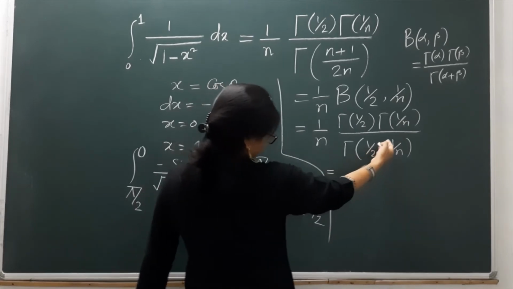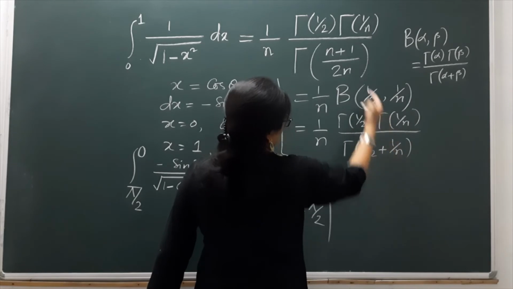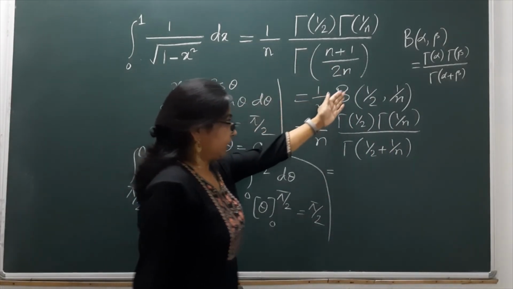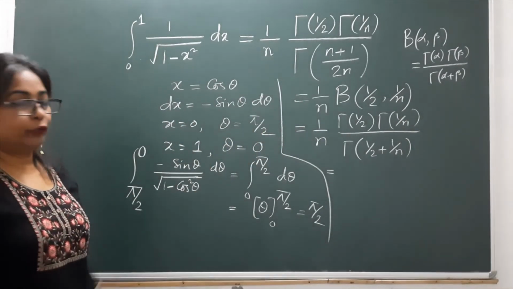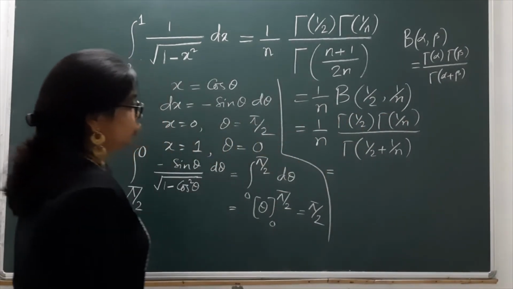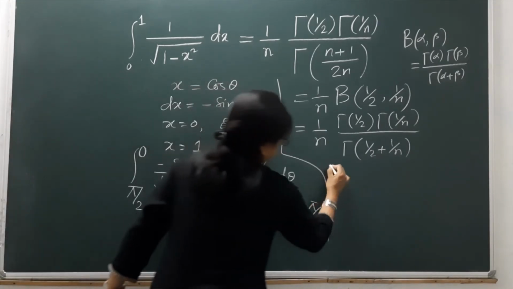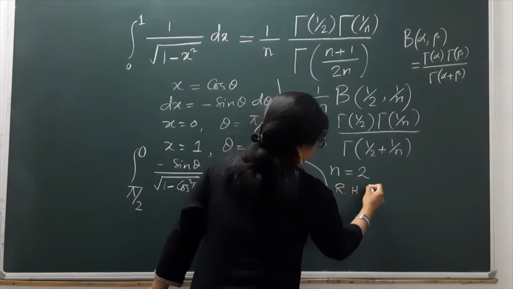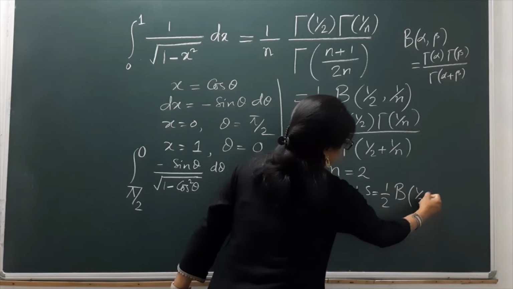So you look here, gamma half gamma 1 by n, and this much will be n plus 2 by twice n. The right hand side is 1 by n beta half comma 1 by n. Now this equation will be true when the value of n is 2 only. For n equals to 2, this right hand side becomes 1 by 2 beta half half.